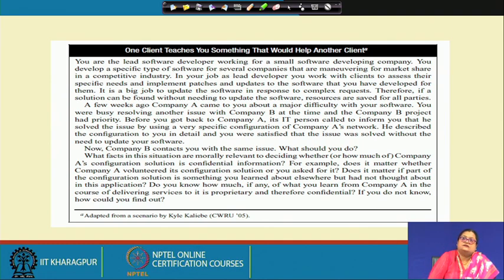What facts in this situation are morally relevant to decide whether or how much of company A's configuration solution is confidential information? For example, does it matter whether company A volunteered its configuration solution to you or you asked for it? Does it matter if part of the configuration solution is something you learned about elsewhere but had not thought about in this application?